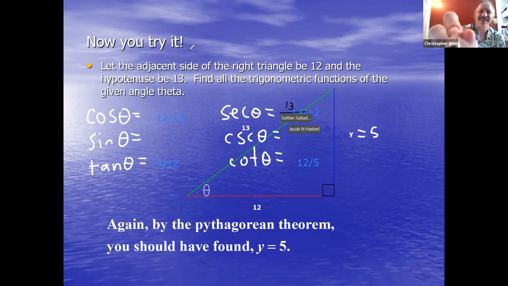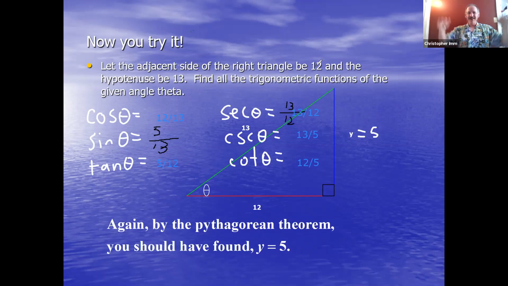All right, I'm getting something in the chat. Secant of theta is 13 over 12. Okay, yes, you're right. All right, Sean says sine is 5 over 13. Excellent. And then cosecant would have to be 13 over 5.